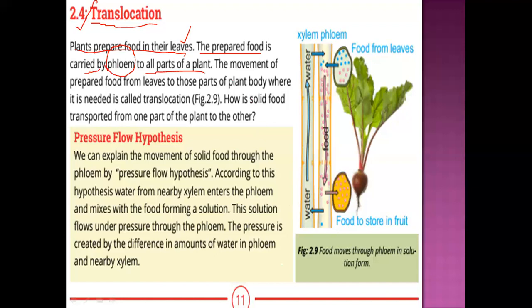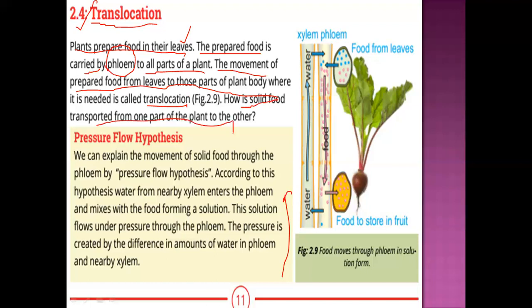Xylem carries water from roots to stems and upper parts, but phloem carries food to every part of the plant. The movement of prepared food from leaves to those parts of the plant body where it is needed is called translocation. Location means the place where they are transported, the place or the organ of the plant. How is solid food transported from one part of the plant to another?